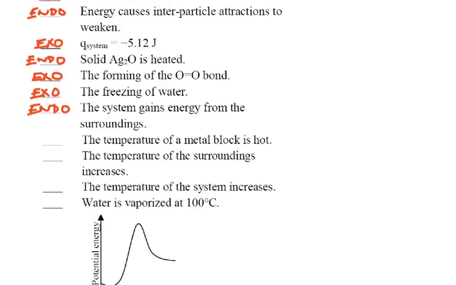absorbing energy. The temperature of a metal block is hot. The fact that it's hot, we don't know, so this is, I'm going to say other, because we don't really know whether it's gaining heat or losing heat. It's just hot. It's not a change. The temperature of the surroundings increases. If the surroundings increases, that means the system itself must be losing energy in order to heat up the surroundings. So it must be exo.